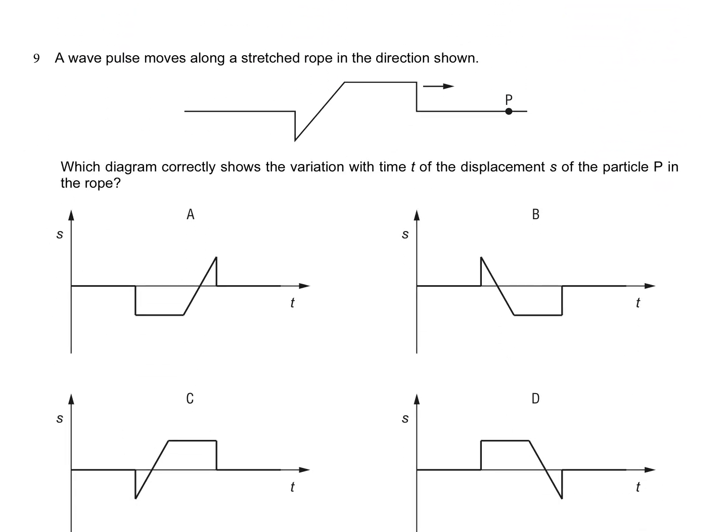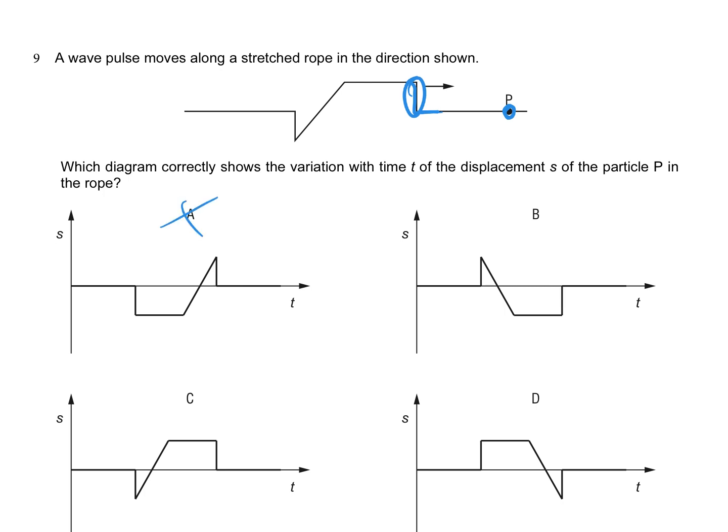Wave pulse moves along a stretched string to the right. Which diagram correctly shows the variation with time t of the displacement s of particle P? Now this is P here. Effectively think of it as a ring, and this is kind of like a wire that's moving to the right. So what's it going to do next? The first thing it's going to do is move up for this section. So the first thing we're expecting is it to displace itself upwards.